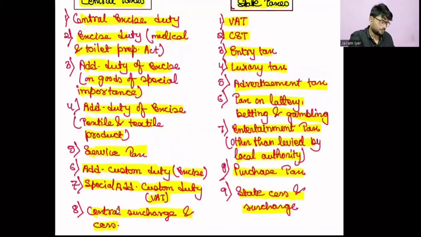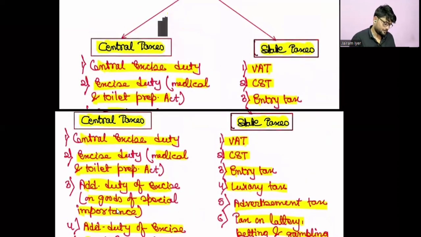And now from the state point of view, VAT, entry tax, luxury tax, advertisement tax, tax on lottery, betting, gambling, entertainment tax other than that levied by the local authority. That means if this entertainment tax is levied by the local authority, it is still there, but those which used to be levied by the state are now abolished. Purchase tax, state cess and surcharge have been abolished. So these are the 17 taxes which have been subsumed.